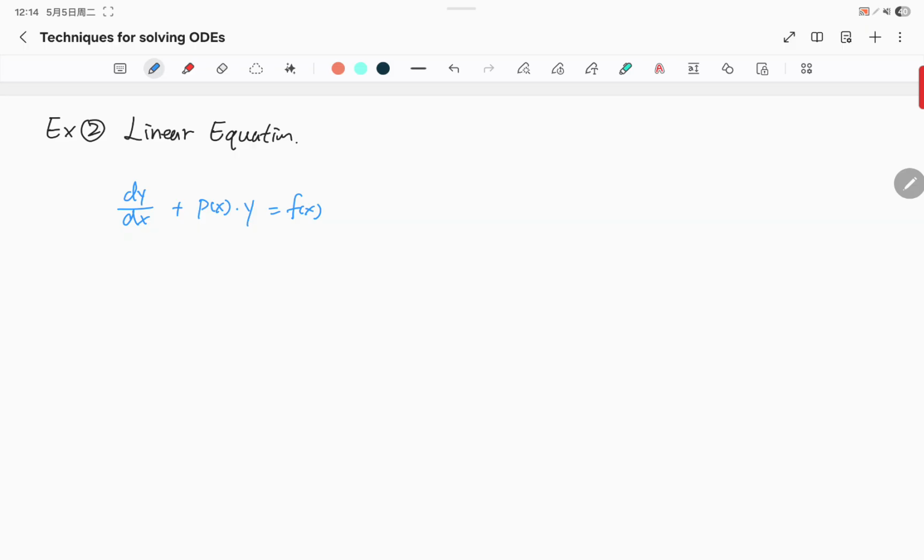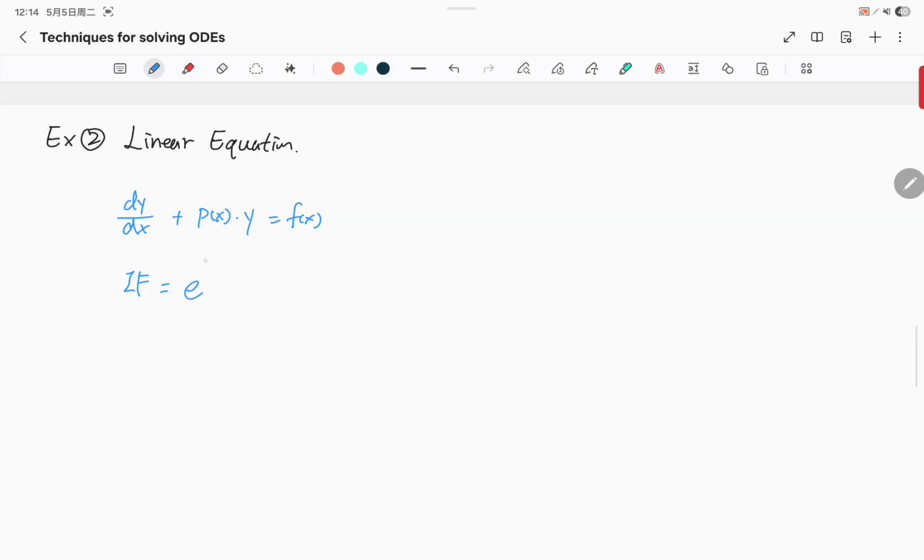Now let's say it's already in this form. What do we do? We're going to use something called an integrating factor. In short, we say IF, which stands for integrating factor. That is obtained from doing this integral: e to the power of the integral of p of x dx. And p of x is this.